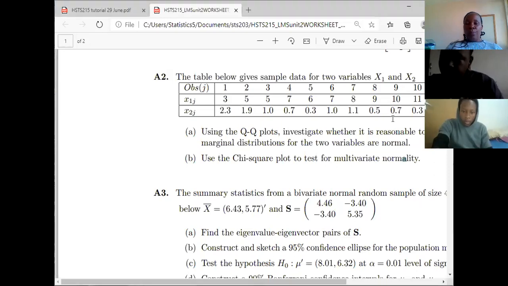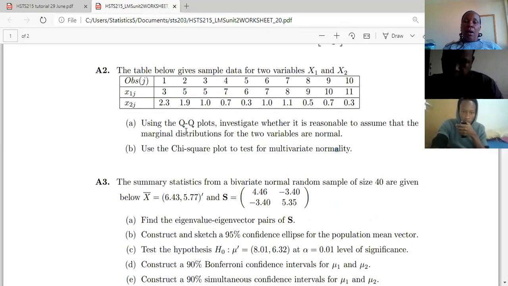We want to look at question A2, which is giving us a bivariate data set with variables x1 and x2. So if we look at this data set, this is the observation from member number 1, where we have their value for variable 1 and their value for variable 2. So our sample is 10 observations.